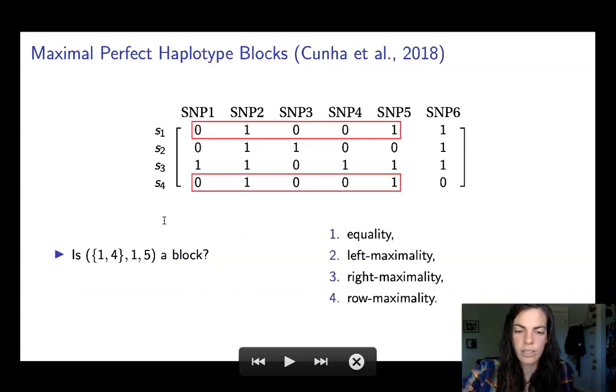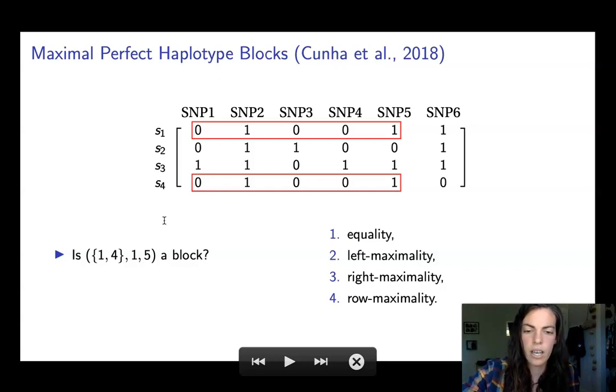Let's take a look at some examples to make sure this is clear. First, do sequences 1 and 4 from columns 1 through 5 form a block? We can see that they satisfy the equality condition. They can't be extended left, since they start at the first column. They can't be extended right without breaking the equality condition, and we can't add any rows to the set and keep them all equal. So yes, this is a block.